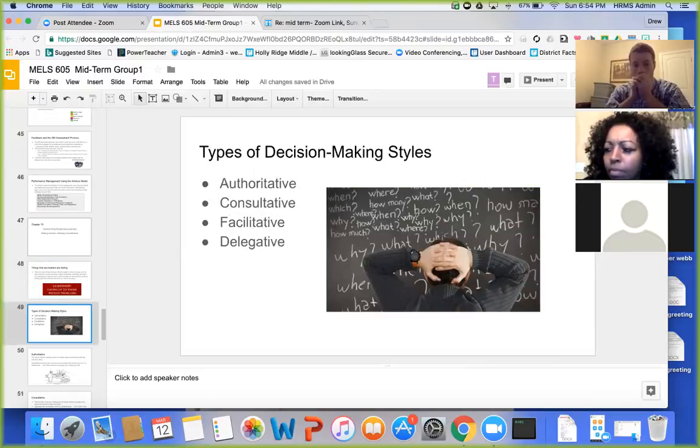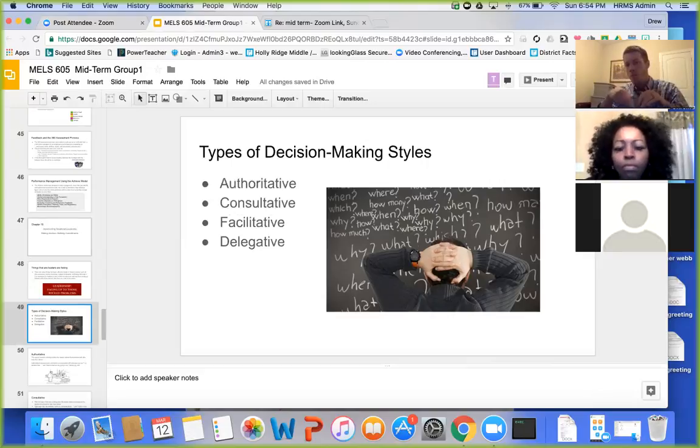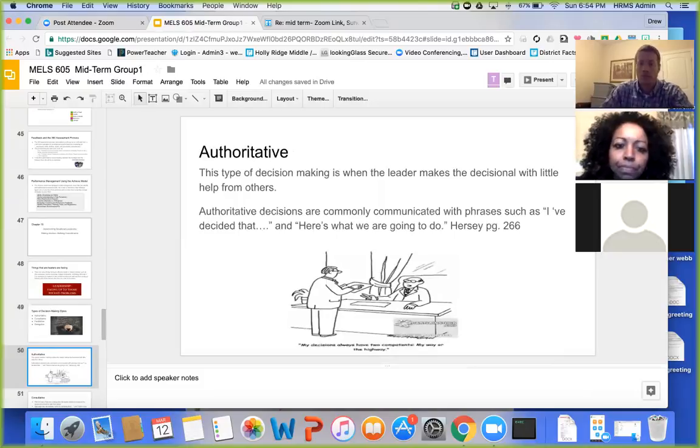There are 4 types of decision-making styles that we have to take into consideration when we're looking at leadership: authoritative, consultative, facilitative, and delegative.